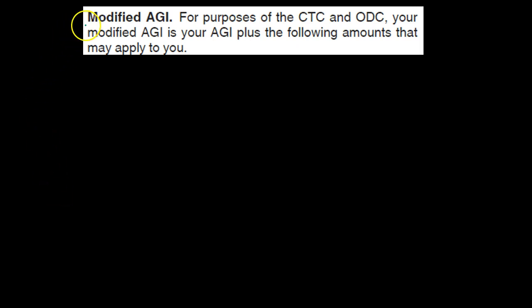So what does it mean to be modified AGI? Adjusted gross income is on the tax return. Remember, we know what that is. That's on the tax return. We can look at a tax return and see, hey, there's AGI, adjusted gross income.